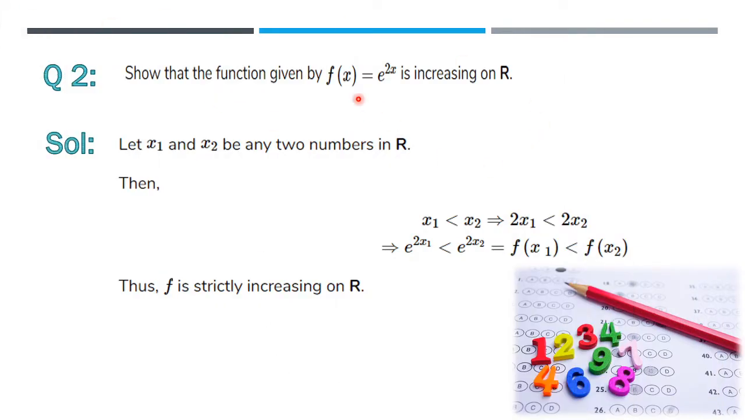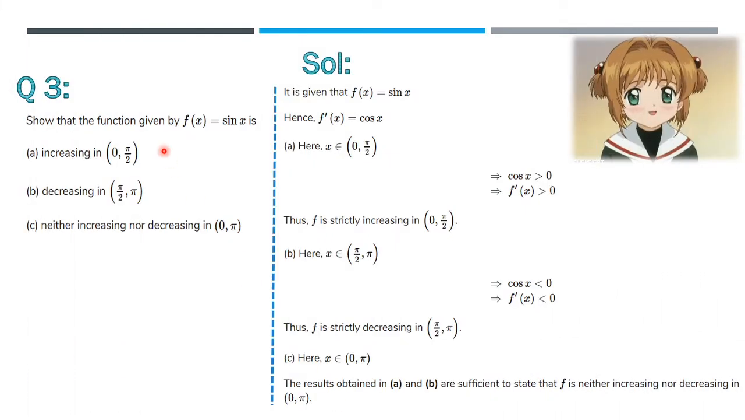Now f x is equal to the exponential function e raised to the power 2x. So now let's take x1 and x2. Let x1 be less than x2, so 2x1 is also less than 2x2, as we are multiplying with 2. Then let's take the exponential function. Then definitely f x1 is less than f x2. So this is also strictly increasing.